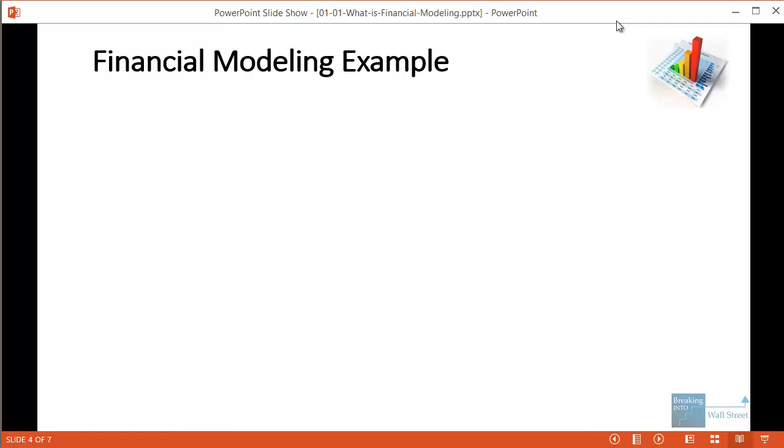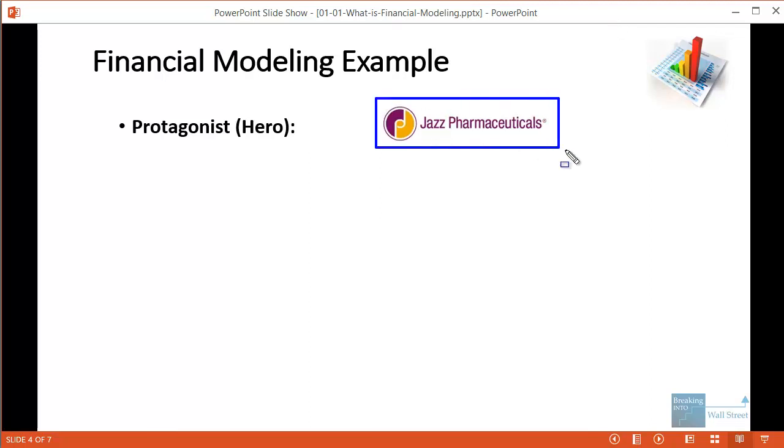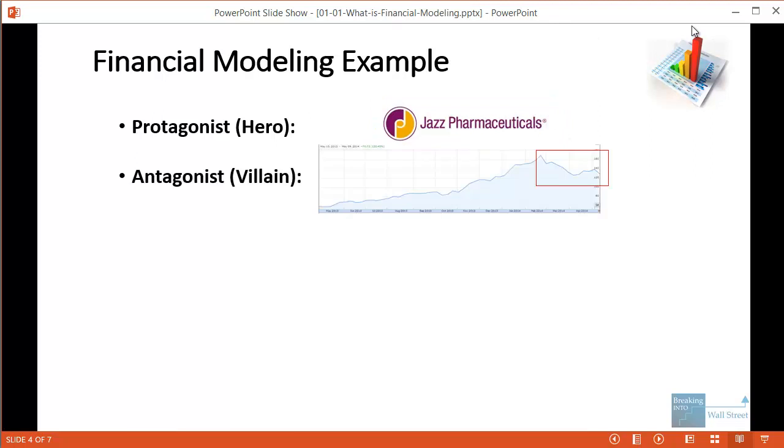So here's an example of how you might use financial modeling to make it a little more concrete and to ground it with an actual example we'll go through later in the course. So here, the protagonist, our hero, you could say, is this company Jazz Pharmaceuticals. The problem, really the antagonist here, is what the market as a whole has thought about the company. At the time of this case study, its stock price had increased a lot, as you can see from the first part of this graph.